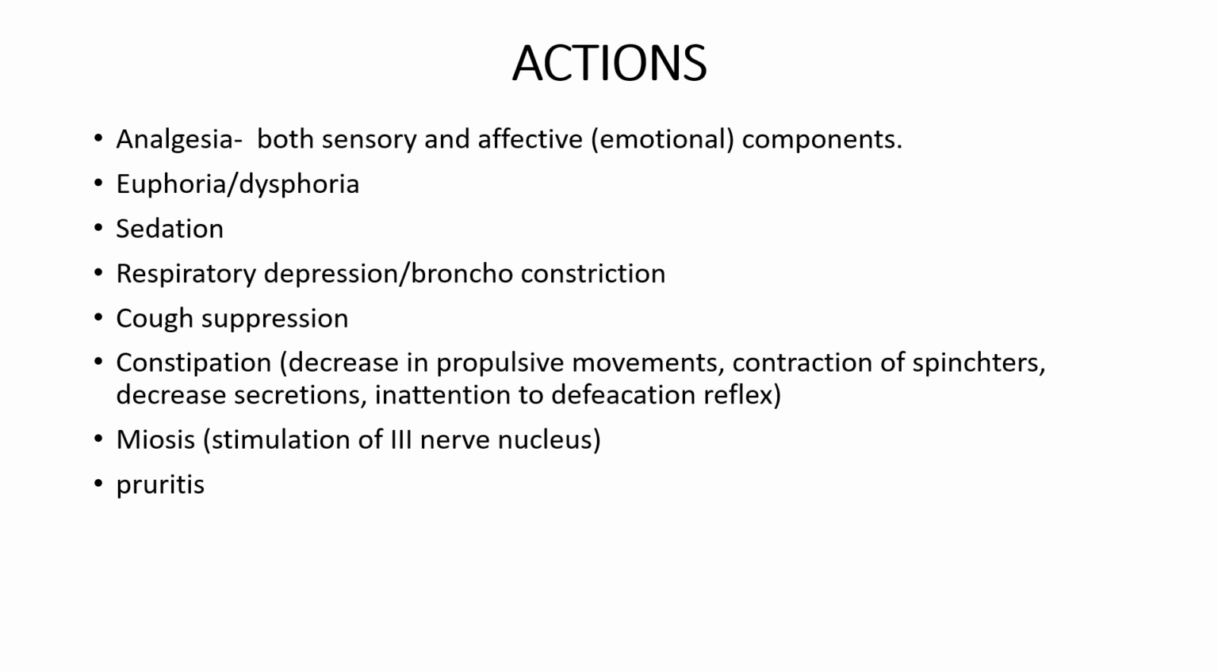And it causes cough suppression and constipation. Constipation due to opioids is due to decrease in the propulsive movements of the gastrointestinal tract, increased contraction of the sphincters, decrease in the secretions, and inattention to the defecation reflex, which is a central action. Because of all these mechanisms, it causes constipation, and it causes miosis, and this miosis is due to stimulation of the Edinger-Westphal nucleus, the third nerve nucleus, and it causes intense pruritus. So these are the actions.